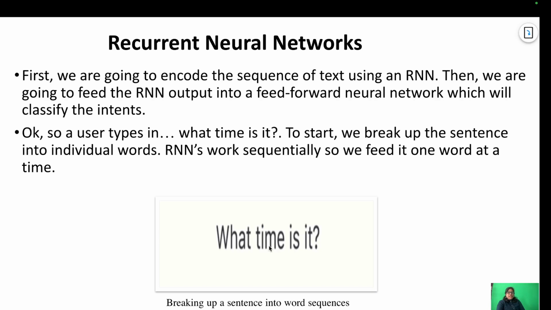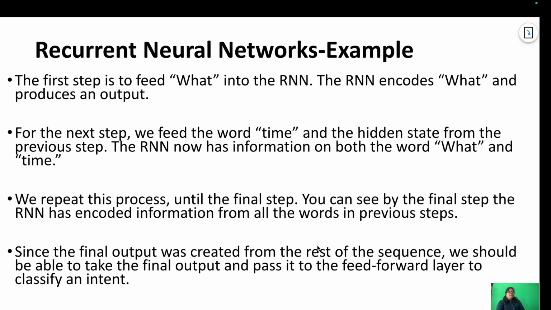Now what time is it, with the question mark, means there are 5 words. We first break it into words. The first word, what, is fed into the RNN, and the RNN encodes what and produces the output. In the next step, the keyword time is passed through the RNN along with the hidden state from the previous step, and the RNN has the information of both words, what and time.